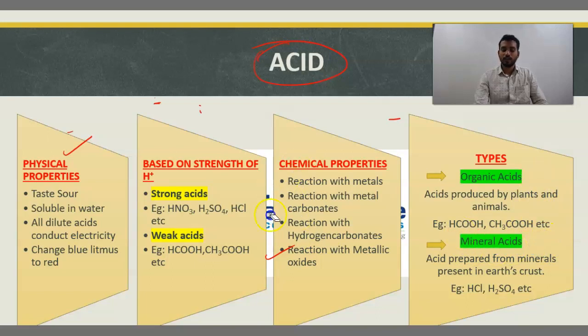So I hope you have understood the difference between physical properties and chemical properties, and how we can classify acids based on strength. Strong acids and weak acids, and two different types of acids, organic acids and mineral acids.